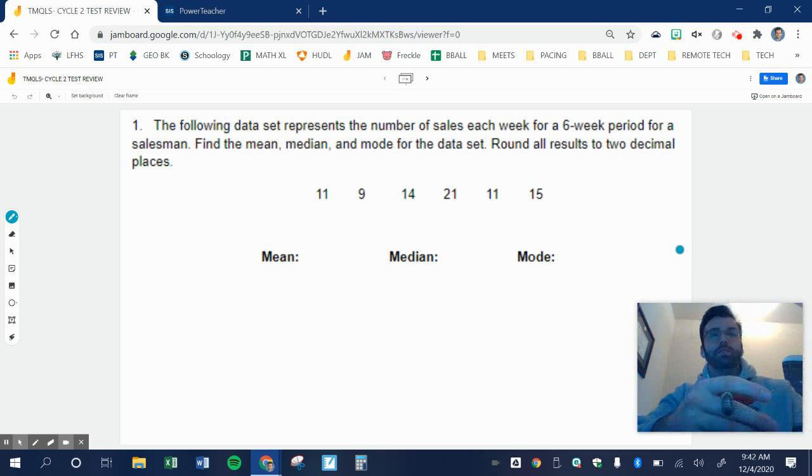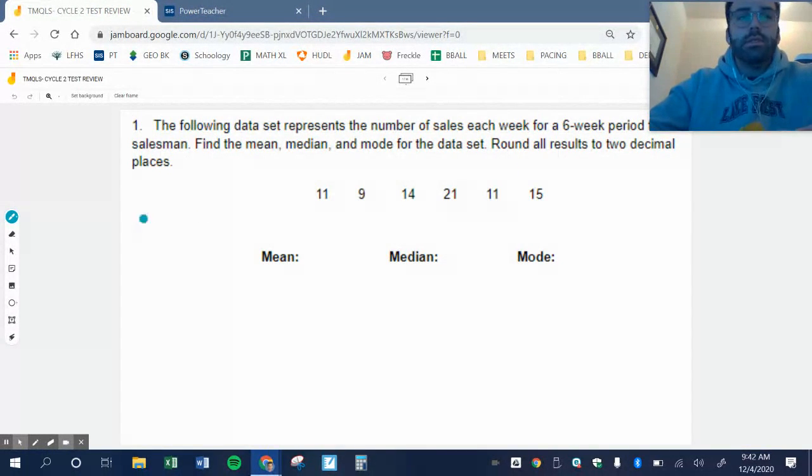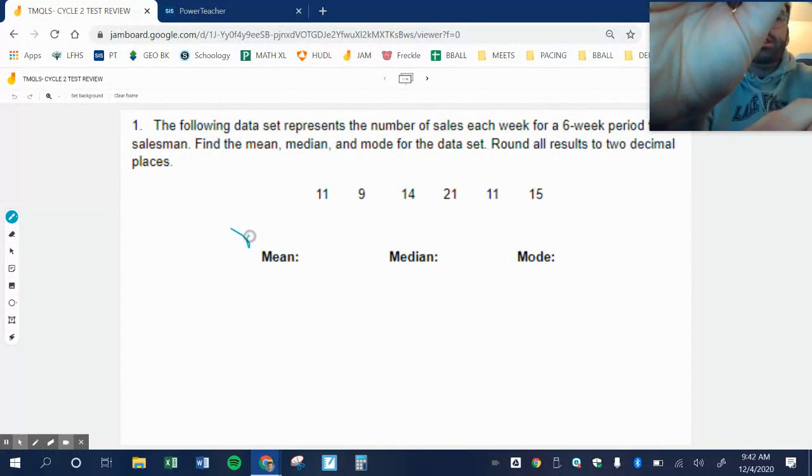It says the following data represents sales for a 6-week period for a salesman. Find the mean, median, and mode, round answers to the nearest decimal. First thing we've got to remember is what these words mean. First, this one, remember, is the average. So I'm going to find the average.